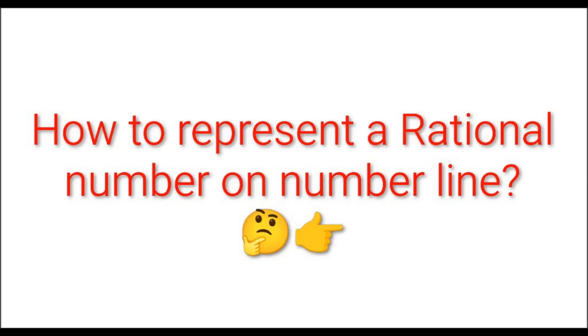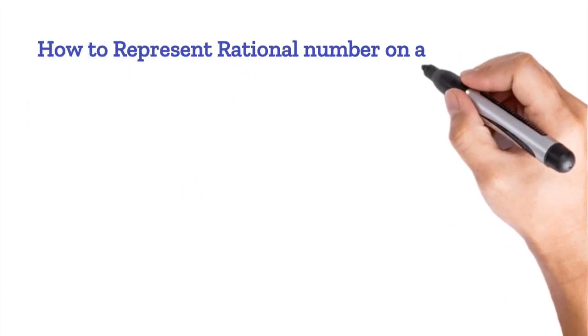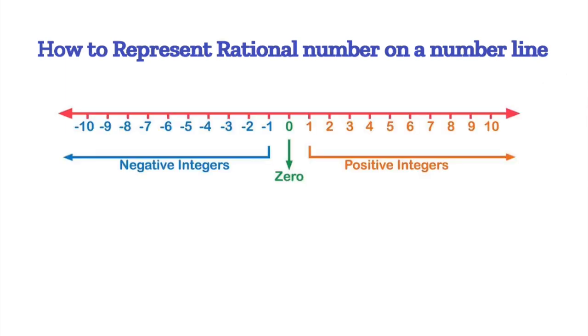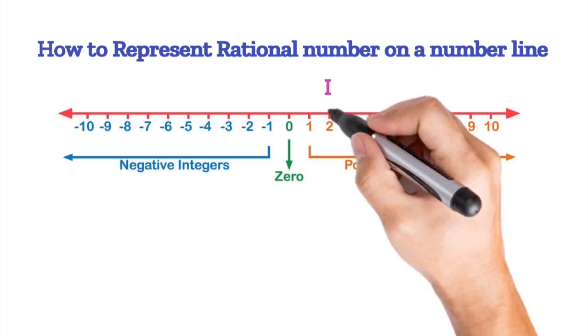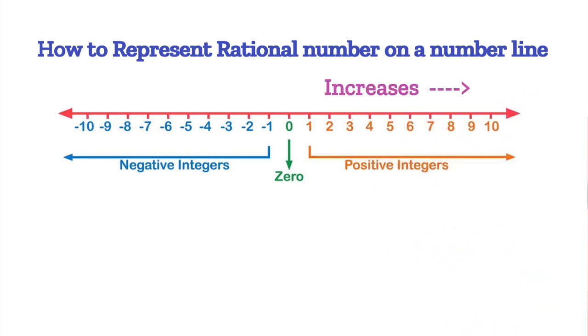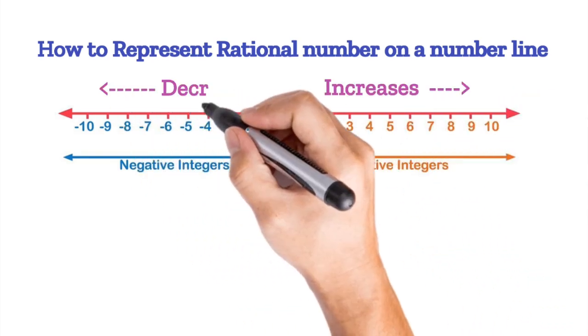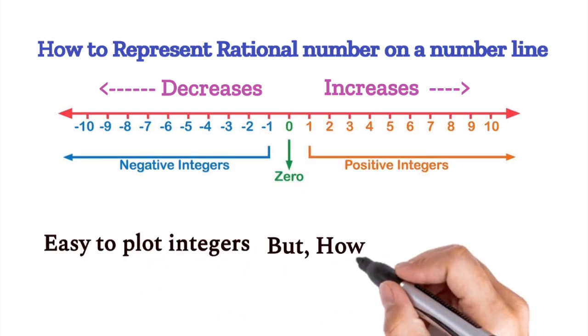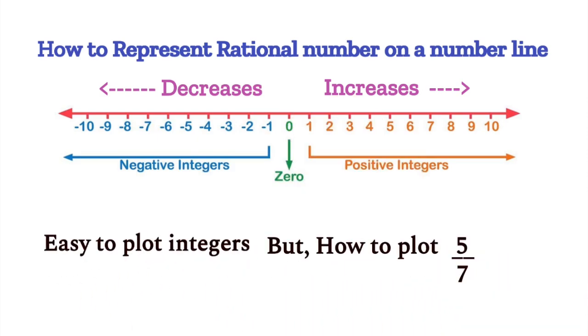Welcome back, learners. How do we represent rational numbers on a number line? A number line looks like this: positive integers on the right of 0 and negative integers on the left of 0. The number increases when we move towards the right and decreases when we move towards the left. It's easy to plot integers, but how do we plot numbers like 5 by 7 before representing?